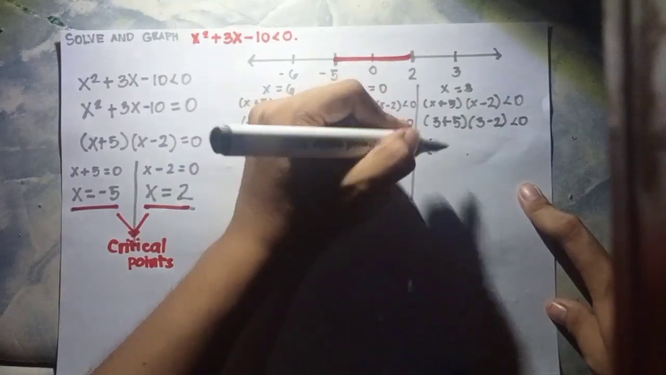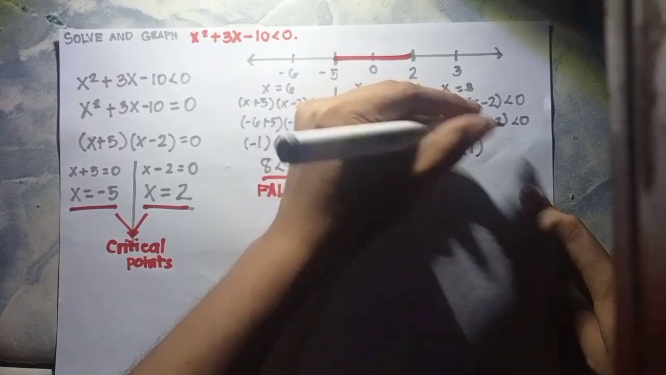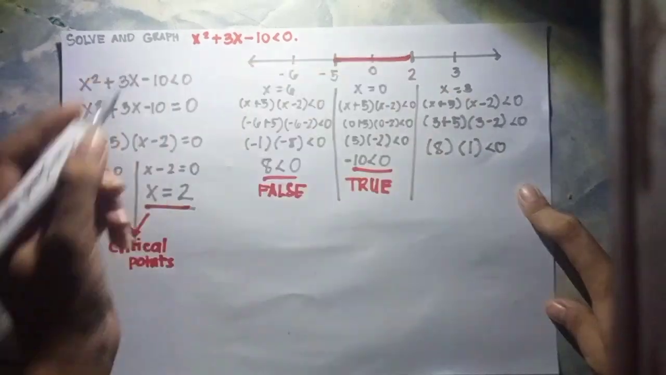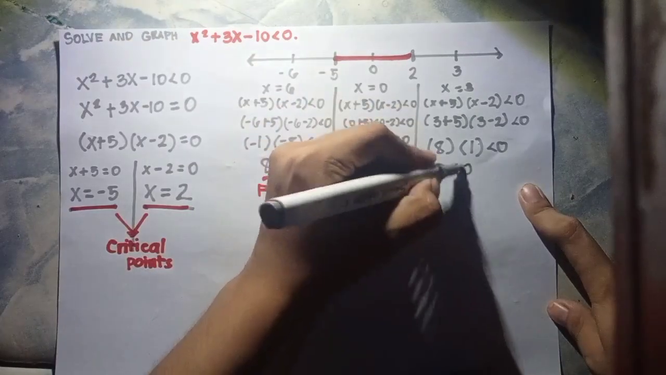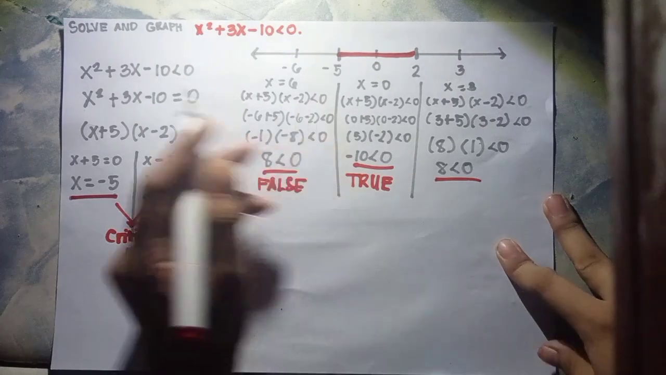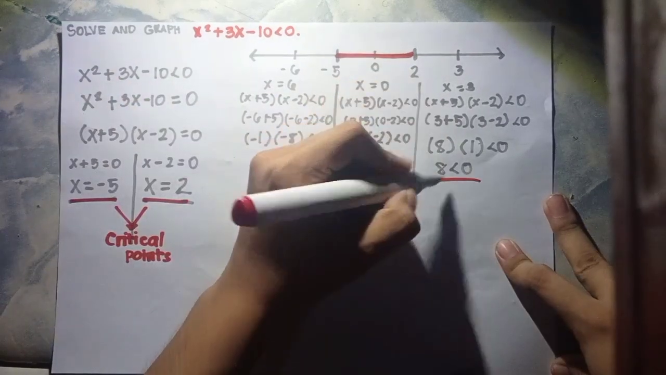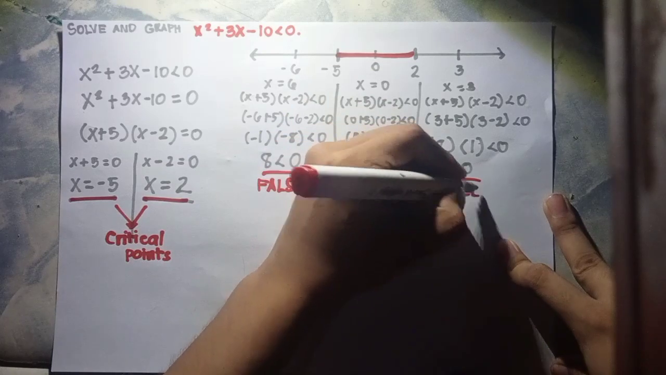So 3 plus 5 equals 8 times 3 minus 2 equals 1, less than 0, which is 8 is less than 0. Now, you have to identify if it's true or false. Well, this solution is false.